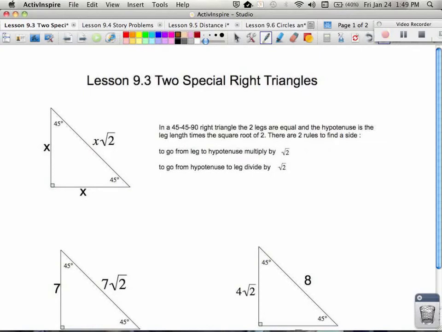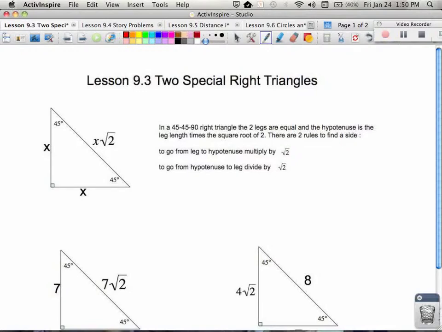In lesson 9.3, we learn about two very special right triangles. One of them is the isosceles right triangle, also known as the 45-45-90 triangle, in which two legs are equal, and the hypotenuse is the leg length times the square root of 2. And there are two rules for this.